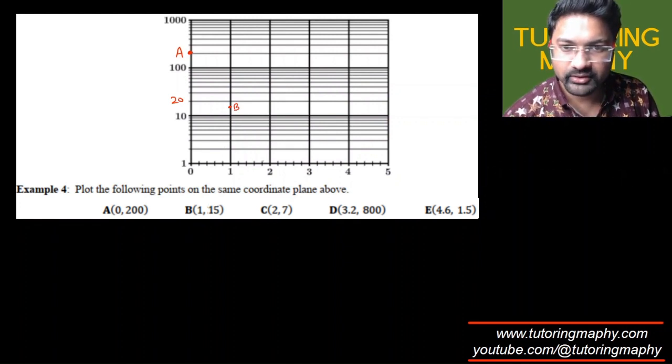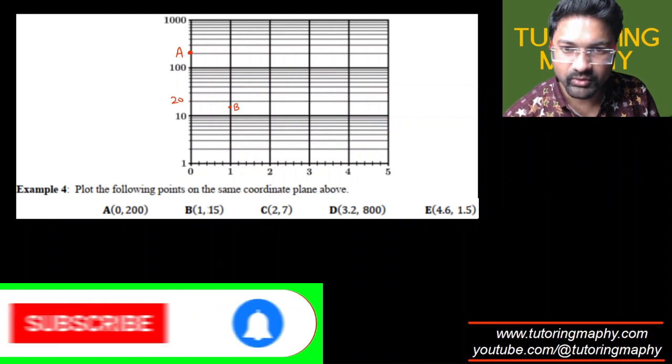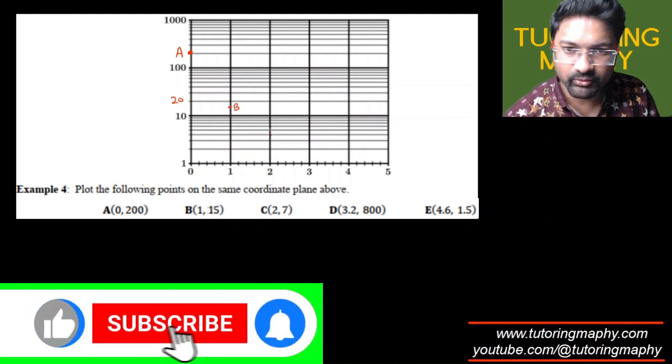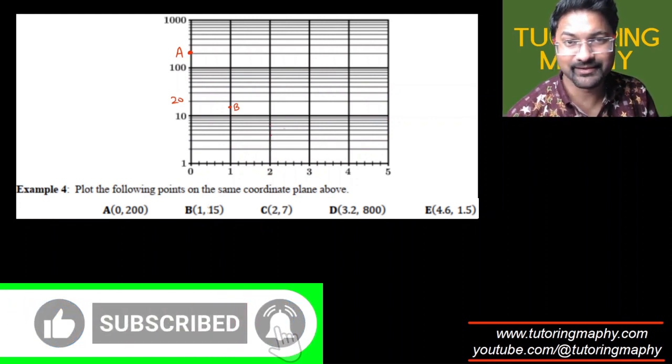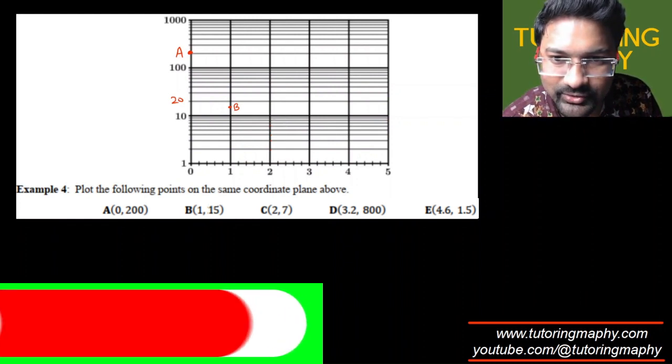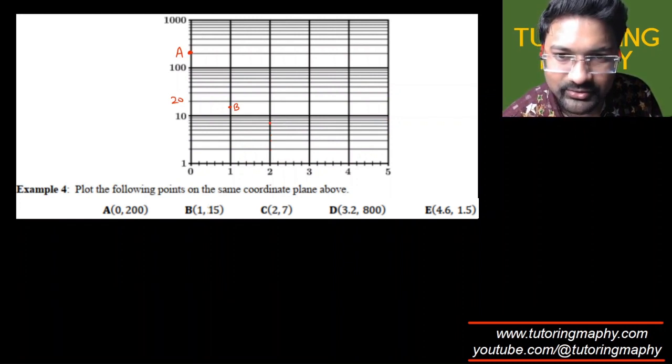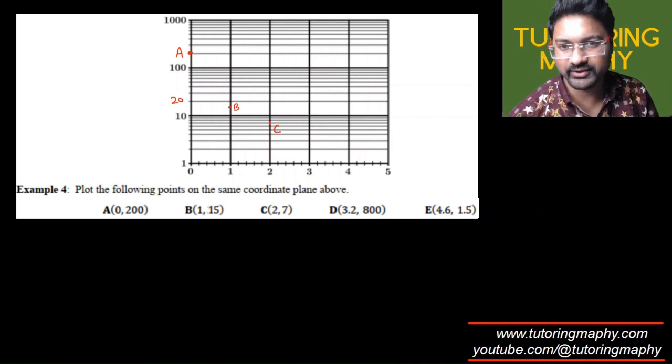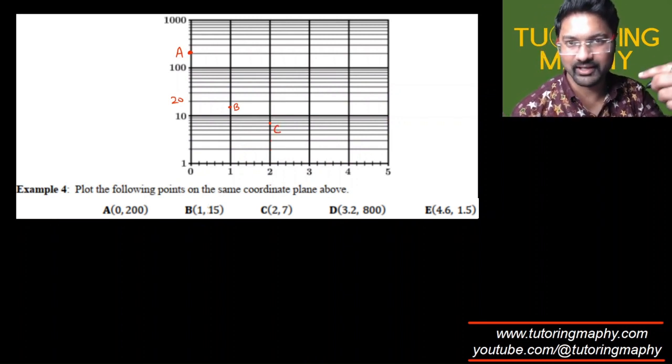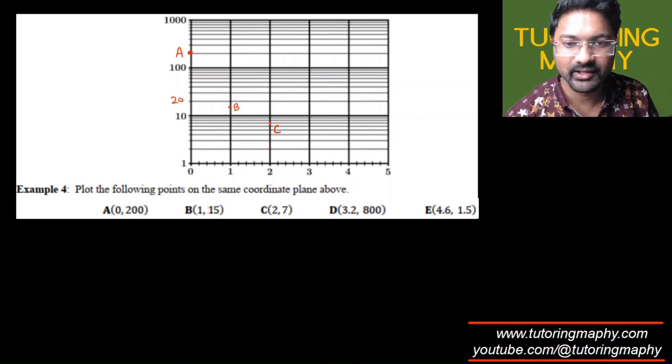Next, 27. Where is 27? 2 is right here. 7 will be 1, 2, 3, 4, 5, 6, 7. It's hard to read, but I think you understand. That's like 1, 2, and 3. That's right over here. That's point C, the 7th line from the bottom, if you understand.